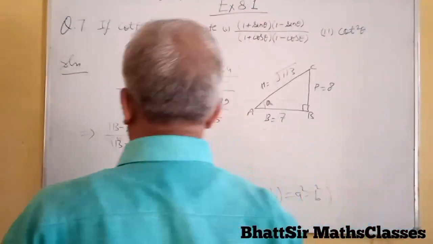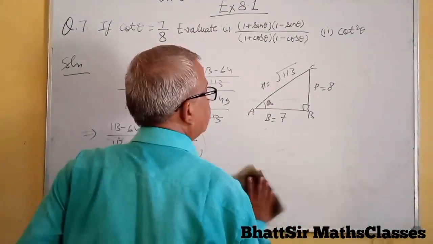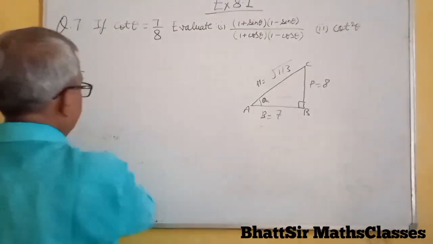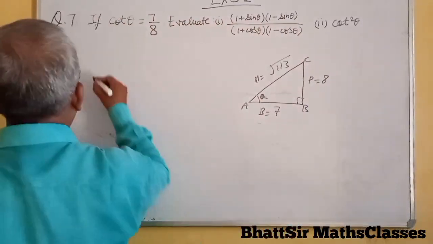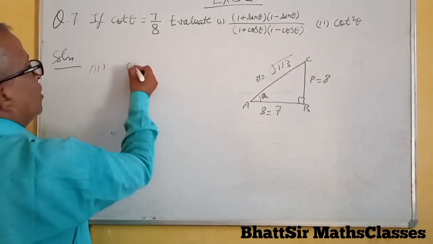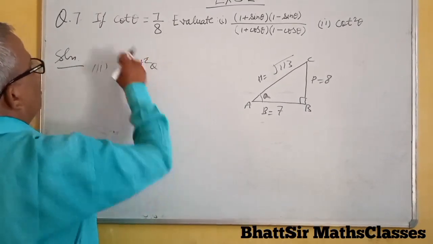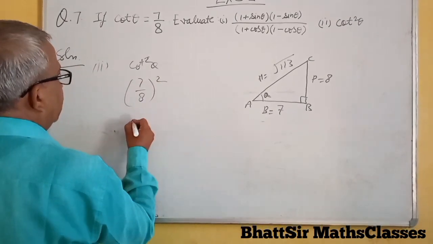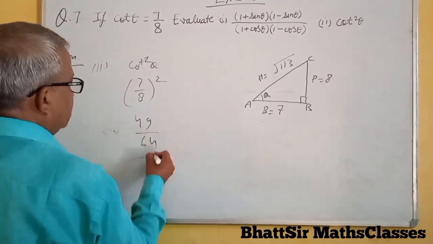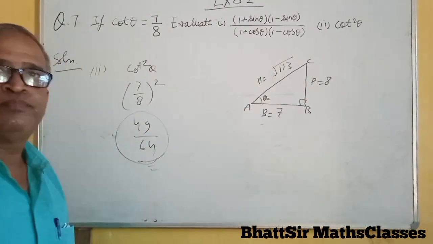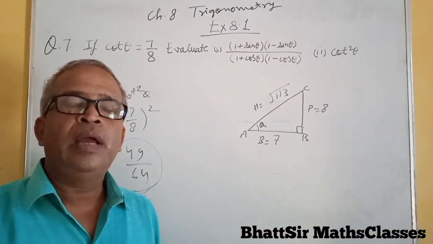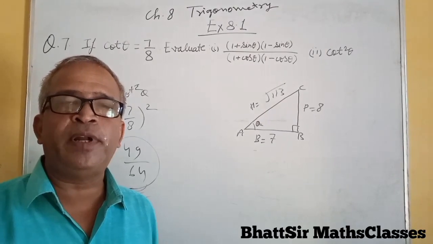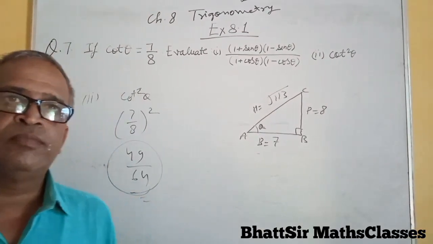I am taking the second part. Cot square theta. Already cot theta equals 7 upon 8, so 7 upon 8 whole square equals 49 upon 64. It is the right answer. Now, okay, I will take the next questions of exercise 8.1 of NCERT 10th standard in the next class. Rest is okay.